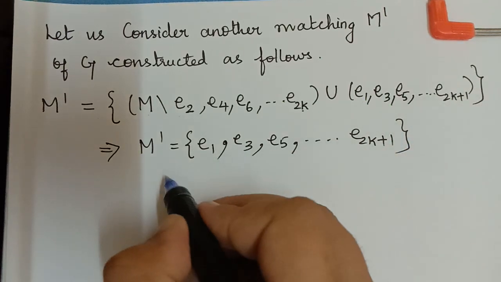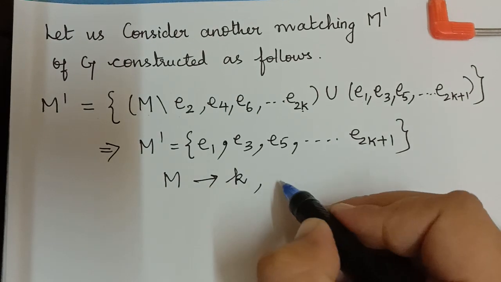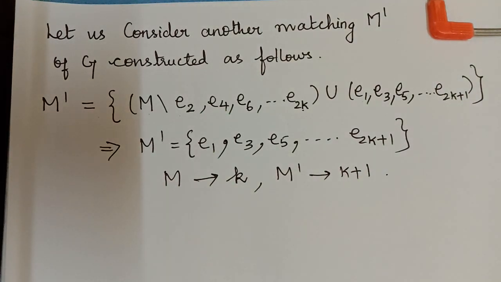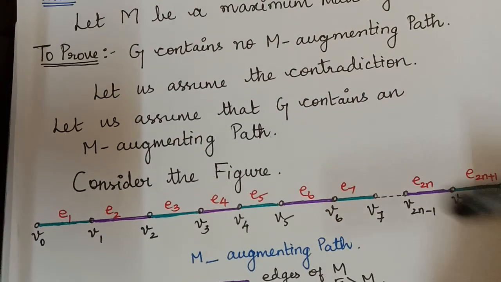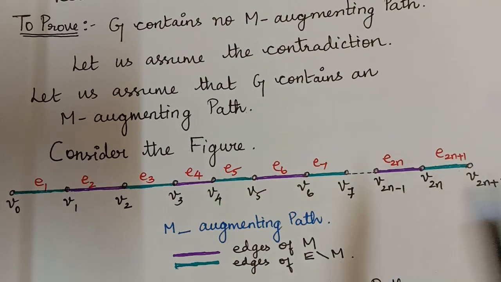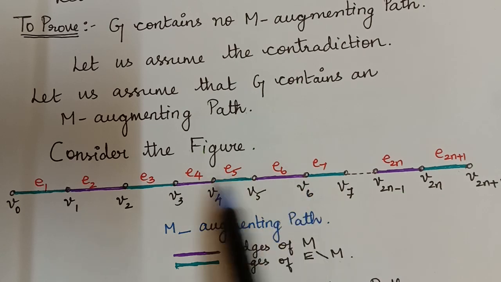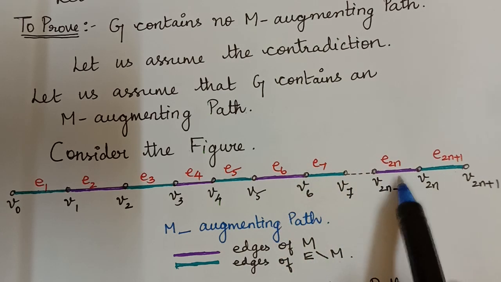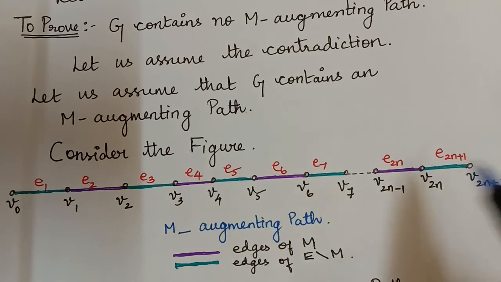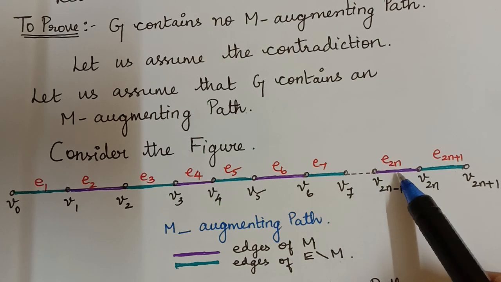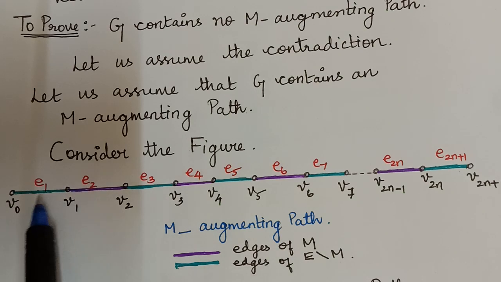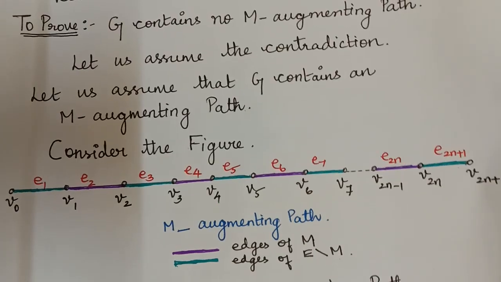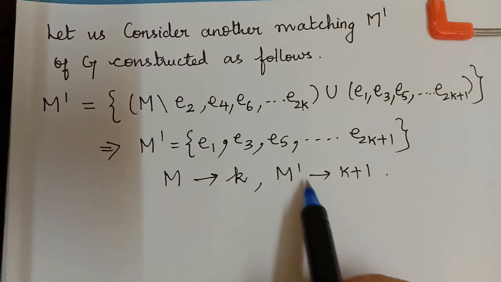We notice that the number of edges of M is k, and the number of edges of M dash is k plus 1. Because in the part that we have constructed, we have taken these edges as the edges of M. So we see that E2, E4, E6 till E2k will be the edges of M. And the number of edges, if we see, will be k, because in general we wrote it as E2k. So it will be k edges. And the edges of M dash will be k plus 1, because we have till E2k plus 1. So the number of edges of M is k and M dash is k plus 1.